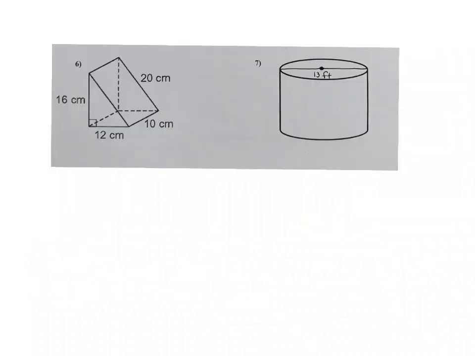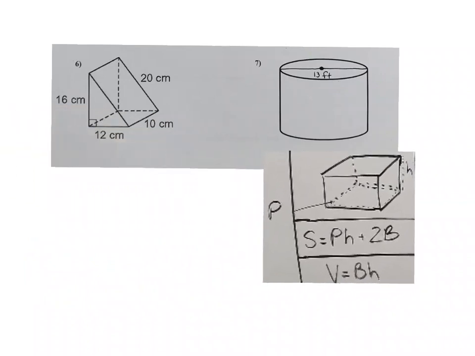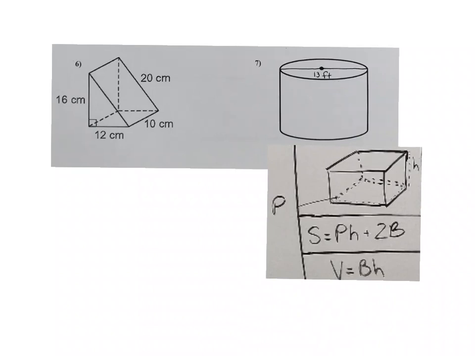All right. So 6 is a triangular prism. We're still going to be using this information right here, this surface area, and I'm still going to be using the volume formula. All right? So this is a prism. It is a triangular prism. All right, that's important that you understand.